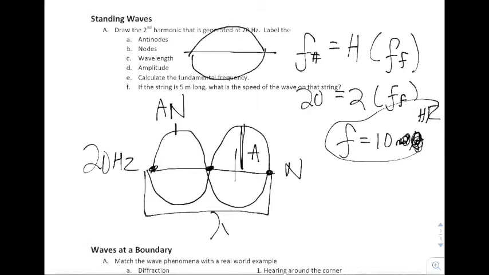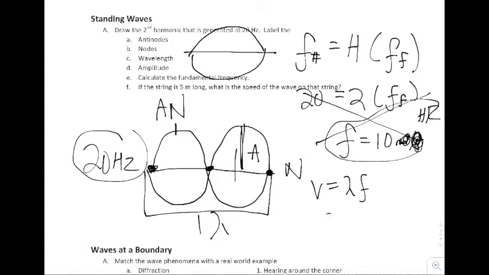Okay, now it says if the string is 5 meters long, what is the speed of the wave on the string? So in this case, I'm going to discount my fundamental frequency. I'm going to go back to my original. So I have 20 hertz, and then I have that this string, which is one wavelength, is 5 meters. So if you look, I have a velocity, wavelength times the frequency. The wavelength is 5, only because a wavelength is two harmonics and it takes up the whole string. And I have the frequency is 20. Whenever I do that, it's 100 meters per second.